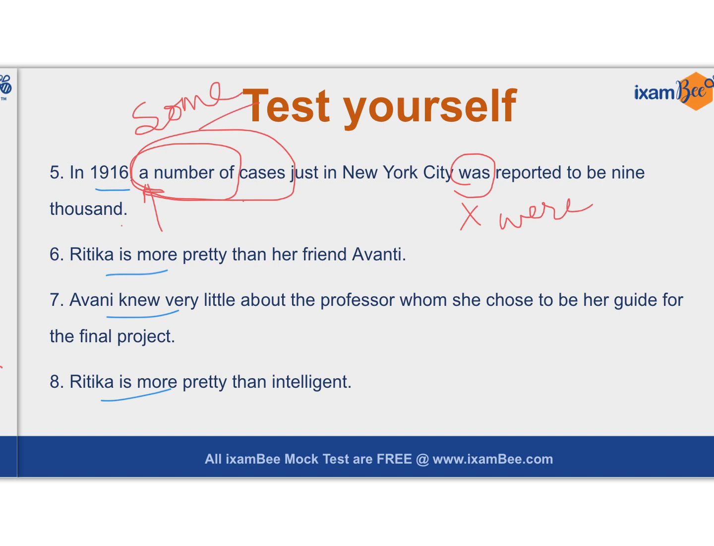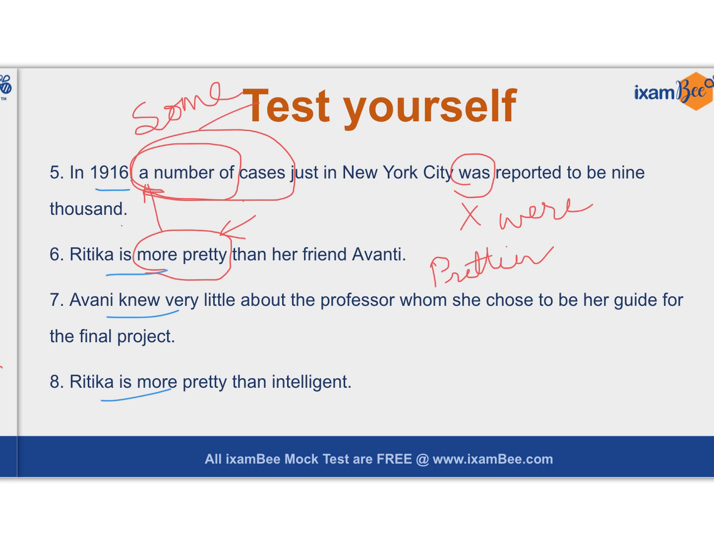Ritika is more pretty than her friend. Here, this more pretty is wrong because the comparative degree of pretty is prettier, right? So this more pretty is wrong. It should be Ritika is prettier than her friend Avanti. So this is also wrong.